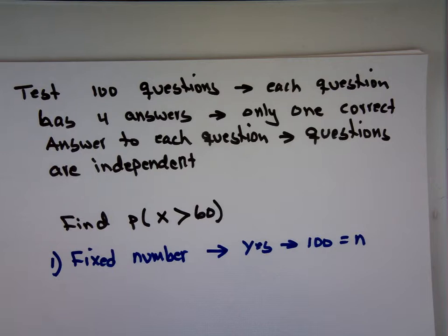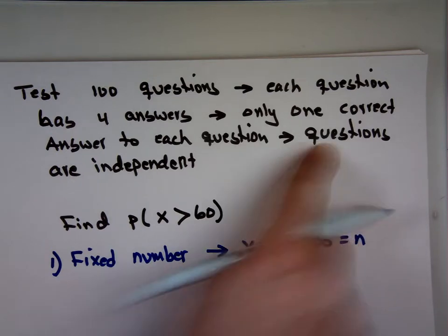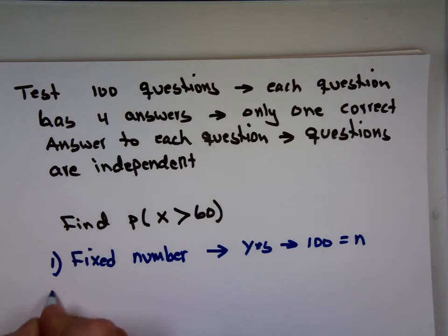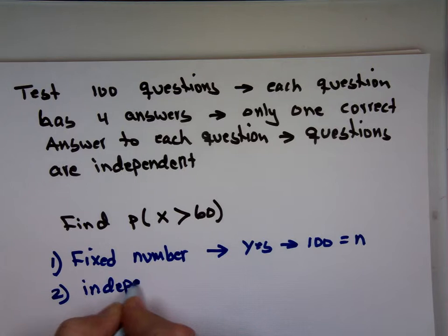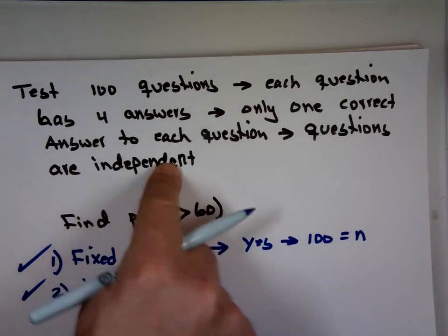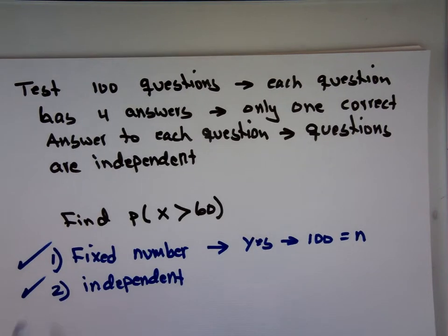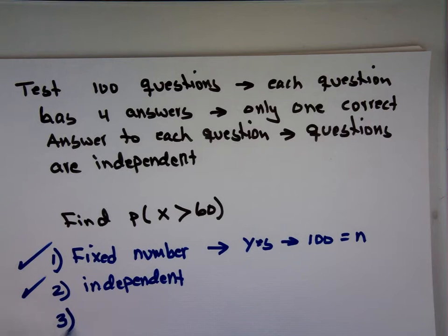Each question has 4 answers, only 1 correct answer to each question. So you have fixed number. The last statement says the questions are what? Independent. We do have independent. I stated that. So test number 1 passed, test number 2 passed. I listed that here. Each question has 2 outcomes or reducible to 2.